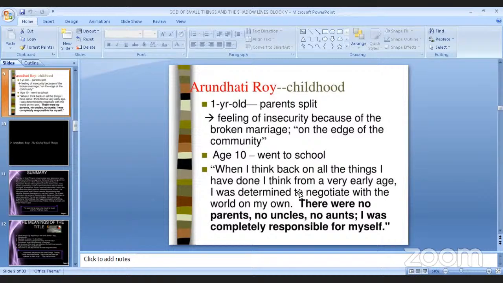Now let us move on to Arundhati Roy, The God of Small Things. Before we begin, let us quickly look into her biography. The novel which we are going to do is The God of Small Things. The year of publication is 1997, and it's basically a novel. The genre is fiction.